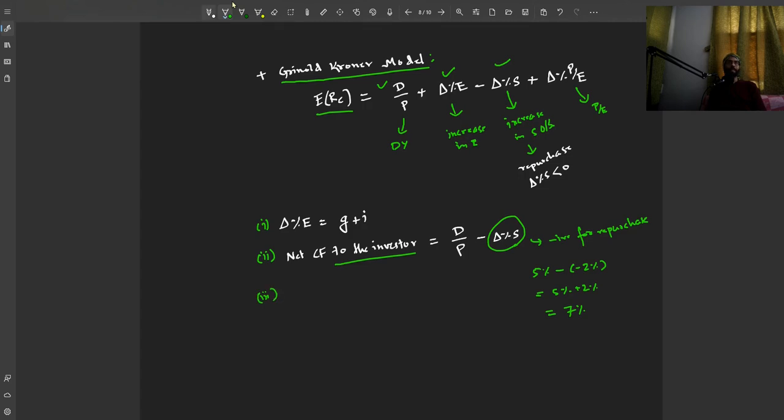Last part is basically the repricing component. Now repricing can happen due to many reasons. Let's say a company has been performing very well for the last 3 to 5 years. It has been growing at a certain rate. Let's say the earnings are growing at 20%.